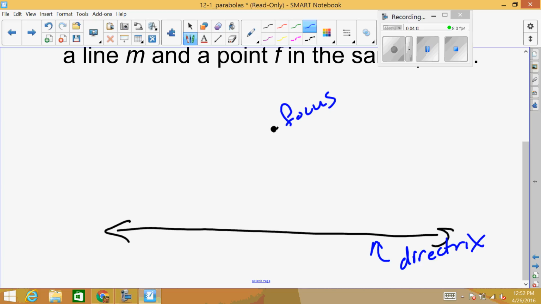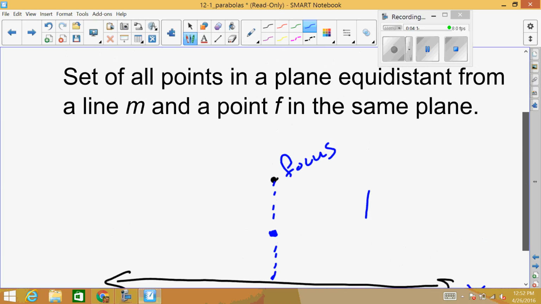Now, the easiest one: if I were to connect these two and find the midpoint, that's going to be a point on my parabola. But then I want to keep that same distance between, remember, equidistant from my point and from my line. Now, as I go to the right, I'm getting further away from my point and further away from my line, so that focus starts to pull it up. And the further I go to the right, the further my focus pulls that up and away from that line.